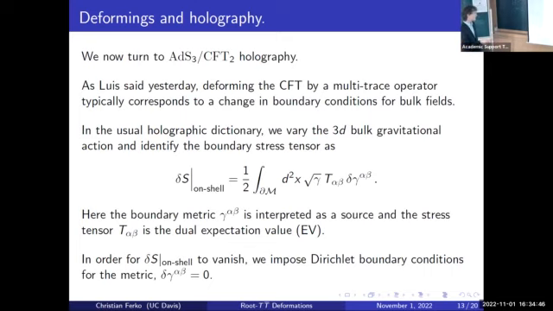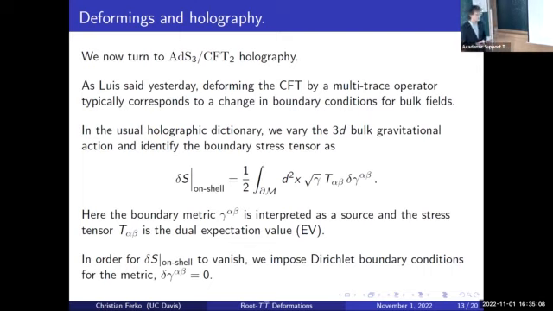And you would look at this and interpret this by saying, so now gamma alpha beta is somehow the source. This is the boundary metric. It's a source for a dual operator, and the stress tensor T alpha beta appearing in this expression is the dual operator in the field theory. In particular, it's the expectation value of the dual operator in the field theory, in the usual holographic dictionary.